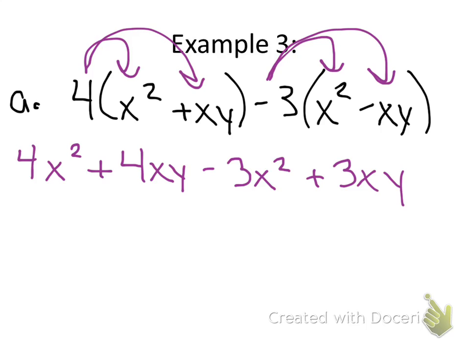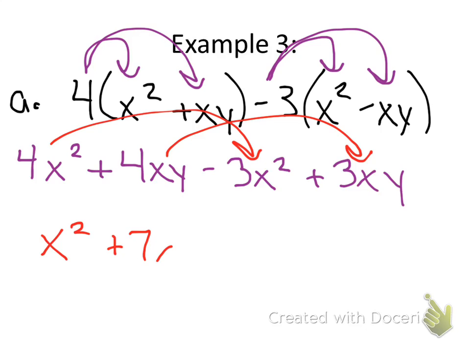Now you can combine like terms. Okay, you're not done yet. You can combine the 4x squared minus 3x squared to just get x squared, and the 4xy plus 3xy is 7xy, and that would be your final answer.